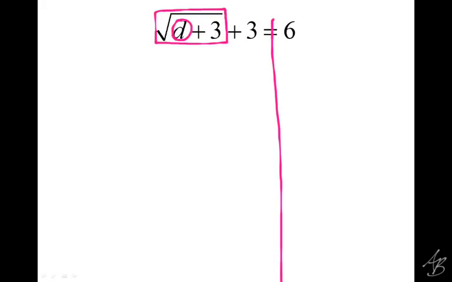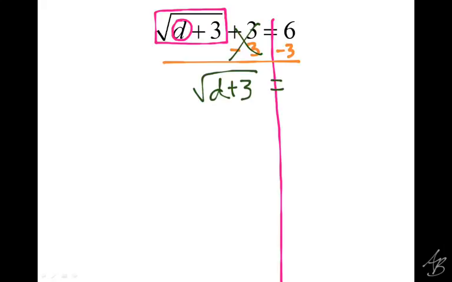Alright, so first thing I need to get rid of is this +3 right here, right? So we're going to get rid of that +3 by subtracting 3. And so those cancel each other out. Leaves the square root of d plus 3 equals 3. So 6 minus 3 is 3.